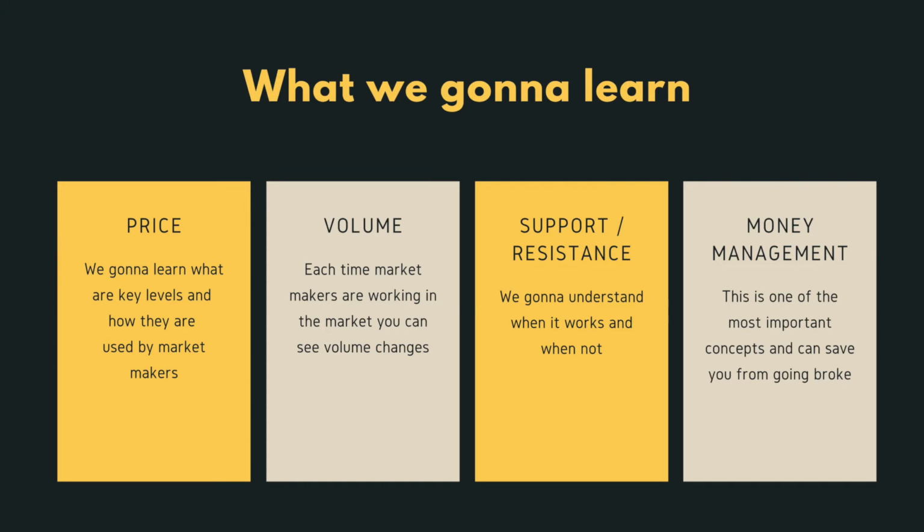What are we gonna learn? We're gonna learn about price. In price we're gonna talk about key levels and how they are used by market makers. We're gonna learn about volume. Each time market makers are working in the market, you can see the volume changes. We're gonna also talk about support and resistance, when it works and when it doesn't work. And we're gonna talk also a little bit about money management.